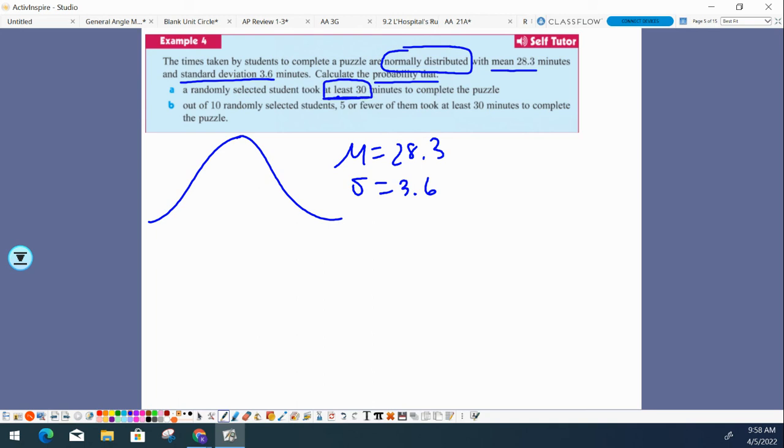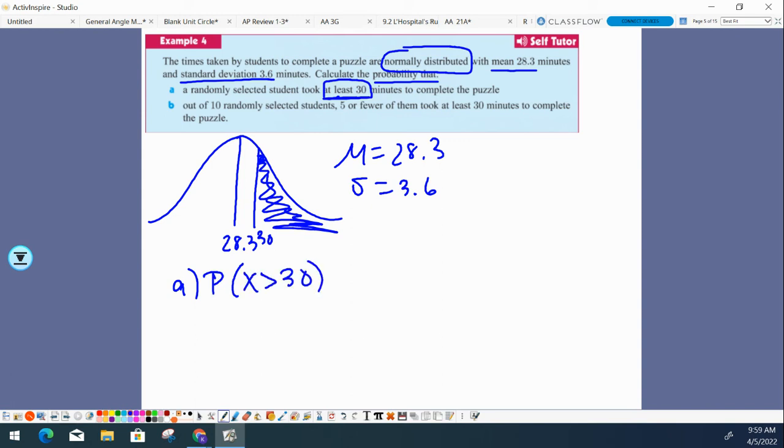All right, so I'm going to just put in my mean, 28.3. At least 30, here's my 30. So at least 30 is 30 or more. So this is what we're going to calculate. So first of all, letter A is the probability that X is greater than 30.